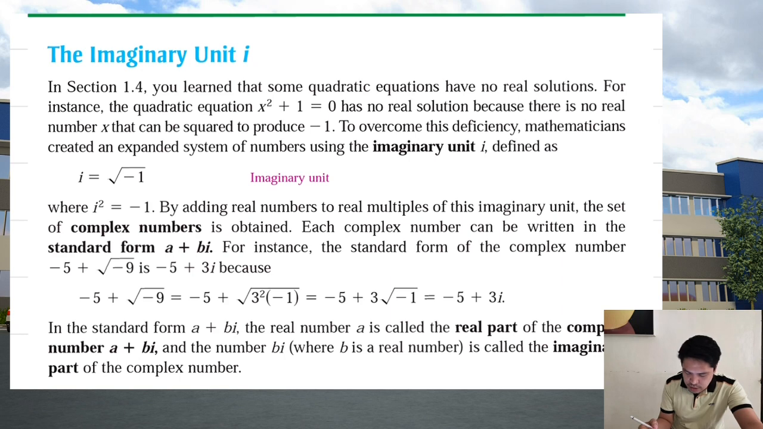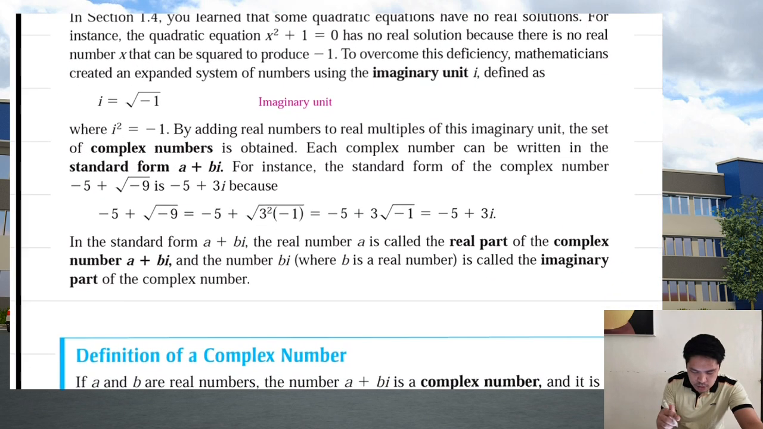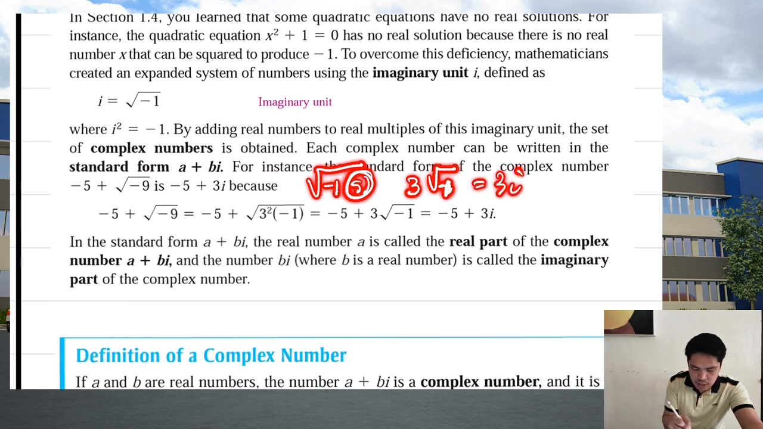For instance, the standard form of the complex number negative 5 plus the square root of negative 9. Again, the square root of negative 9 is not real. So the standard form is negative 5 plus 3i. That would be negative 1 times 9, and we extract the root of 9, that would be 3, times the square root of negative 1, so that's 3i.